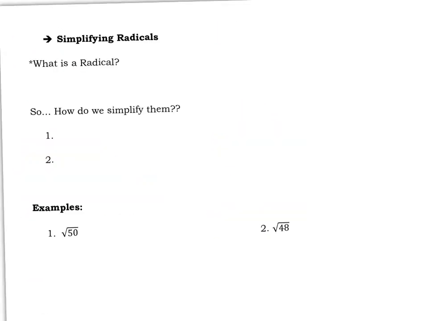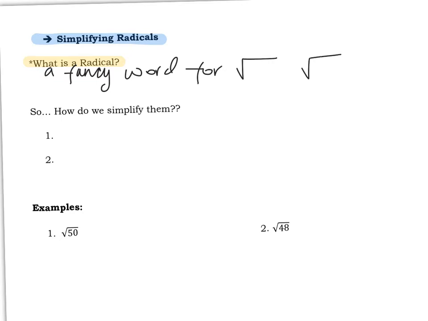Hopefully you've already had your front side checked. If not, make sure you bring it to me to get checked. But now we're going to talk about simplifying radicals. So the first question that I always like to talk about is, what is a radical? A radical is just a fancy word for root signs. So square root, cube root, fourth root, fifth root. It's just a fancy word for a root.